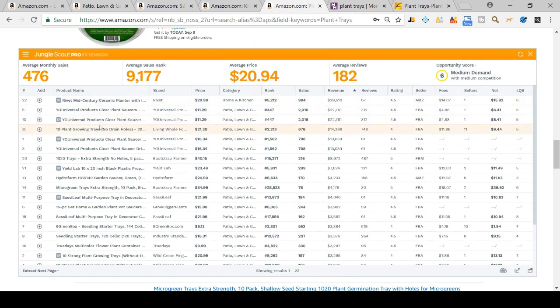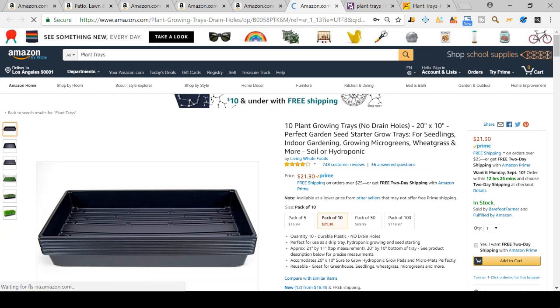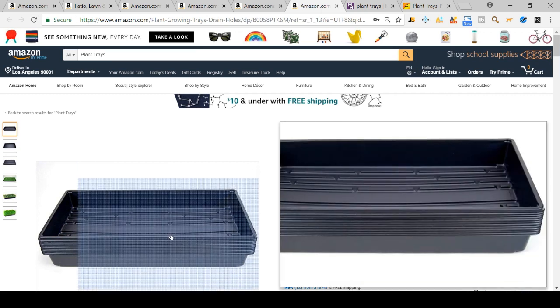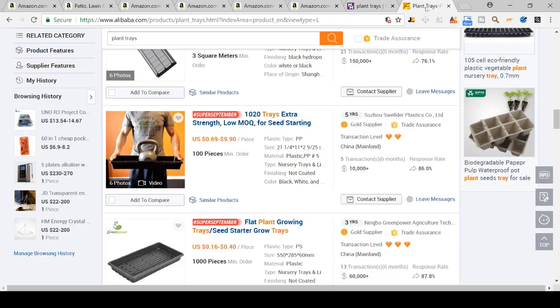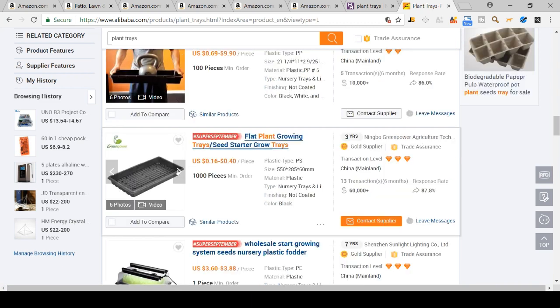For 25.49. But are we targeting the 25.49 one? We can, and we can also target the 21.30 one. So let's say this one is being sold for $21.30 for 20 inch by 10 inch perfect garden seed starter grow trays for seedlings, indoor wheatgrass. So these are all the keywords that you see here in the title. This is the title of the product, and whatever you see here is engineered. These are the keywords. Each keyword is going to be searched on Merchant Words. If there is good enough search volume, we will add that in our title. So this seller is selling a 10 pack of these trays for $21.30. So going back to Alibaba, we see that this seller has a different selling price of 0.40 per piece.